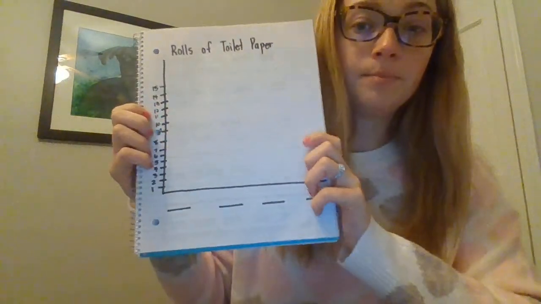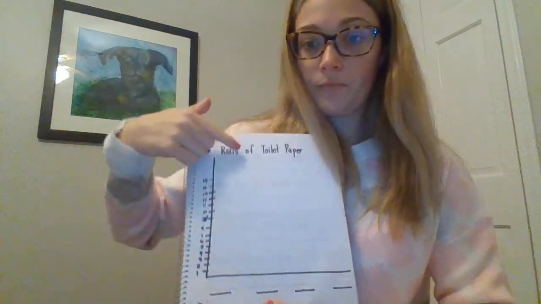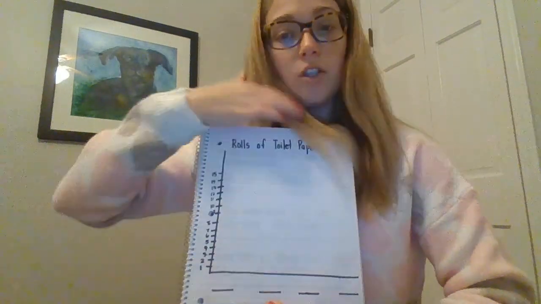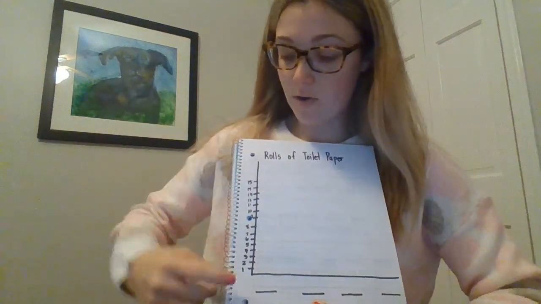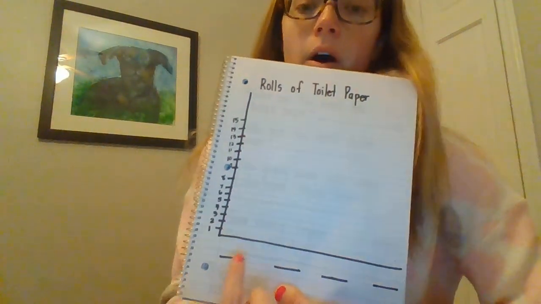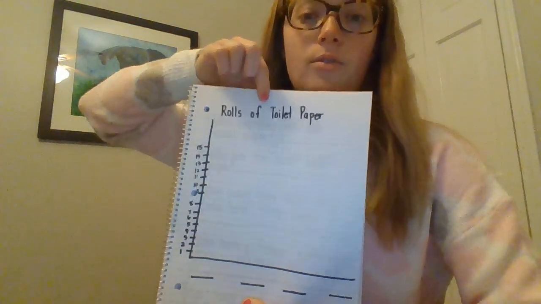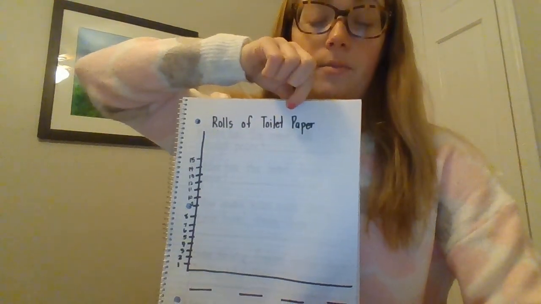If you can see, all I did was draw on the sides of my notebook paper a big L, just like this. On this side right here, you can see I counted from 1 all the way up to 15. And then at the bottom, I have my spots for my categories. And at the very top, I have rolls of toilet paper, my title.